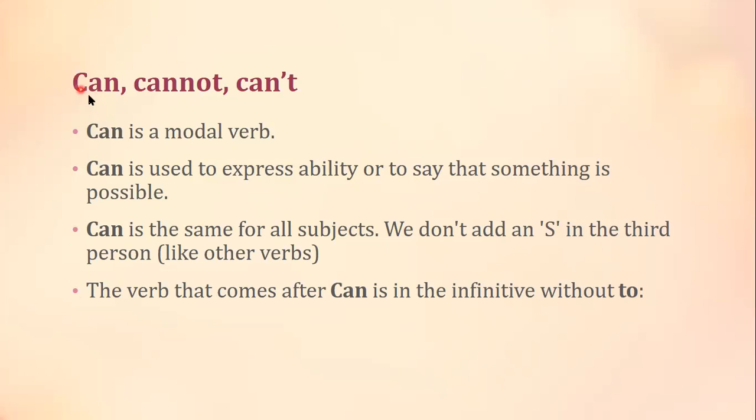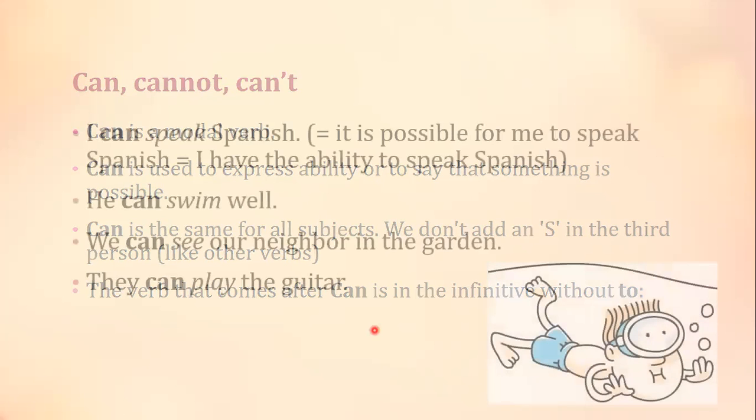Okay, thank you. So first of all, we have that can is a modal verb. Tenemos que el can es un verbo modal y que se utiliza para expresar habilidad o para decir que algo es posible. Luego, lo que les explicaba anteriormente, que can es el mismo para todos los sujetos y que no le agregamos S como en la tercera persona, ¿verdad? Por ejemplo, drink, para tercera persona sería drinks, wash, washes, en este caso ya no aplica eso, porque estoy usando el verbo modal, que es can. Y luego tenemos que el verbo que sigue al can va a ir en su forma infinitiva, es decir, sin el to.